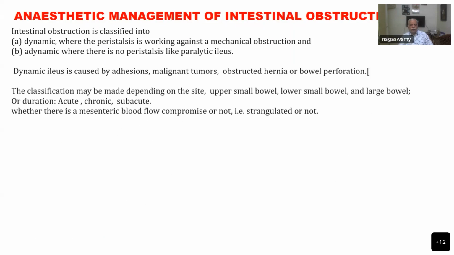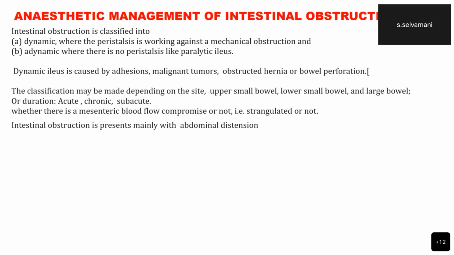And the classification can be made depending on the site also: upper small bowel, lower small bowel, or large bowel. And the duration can be acute, chronic, and subacute. So these are the three classifications you have to remember. And whether there is a mesenteric flow compromise or not, that is strangulation.